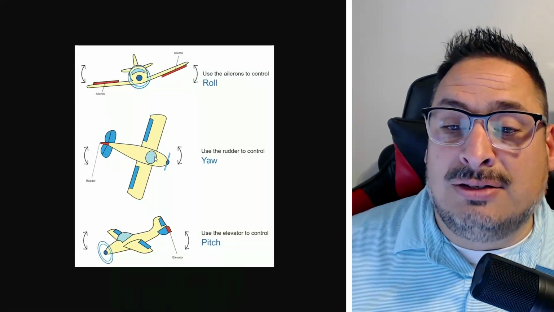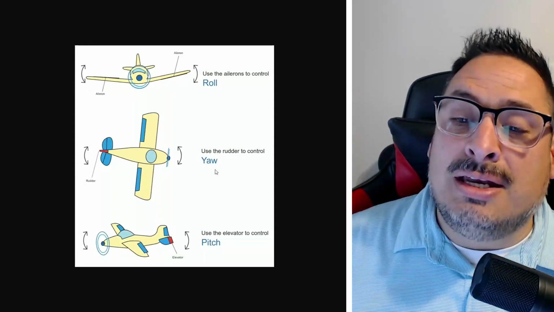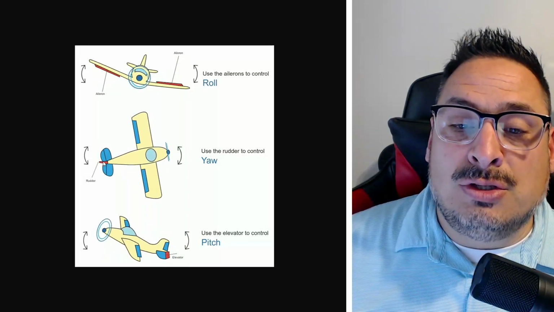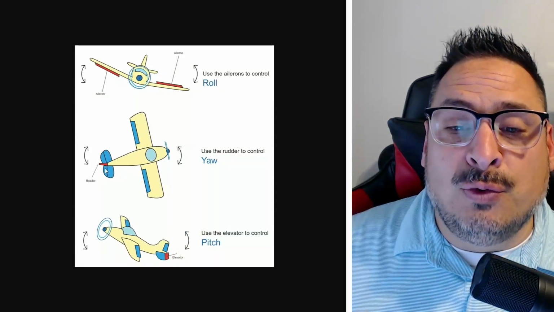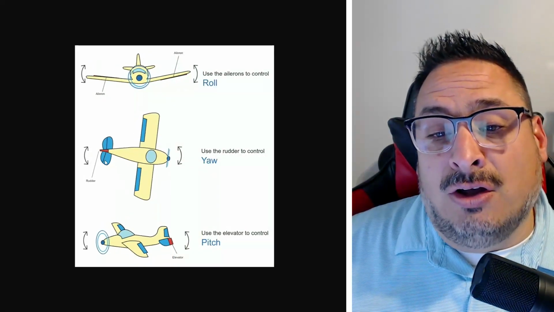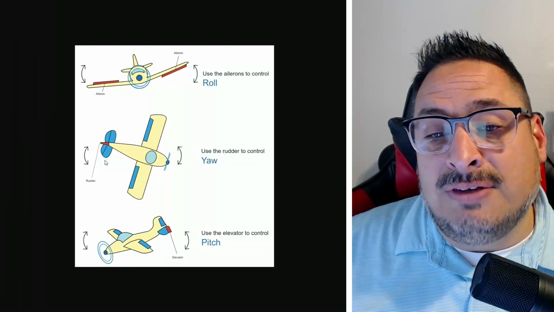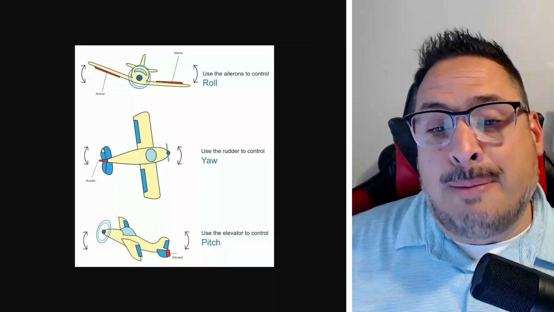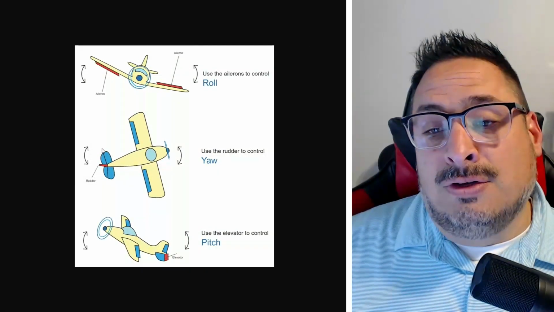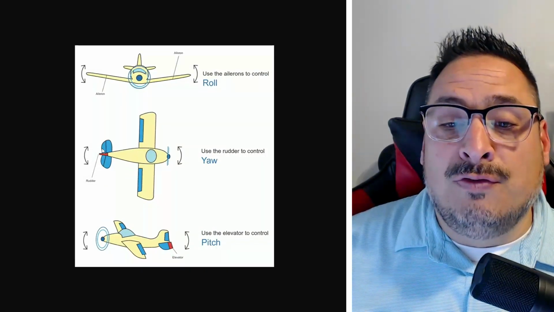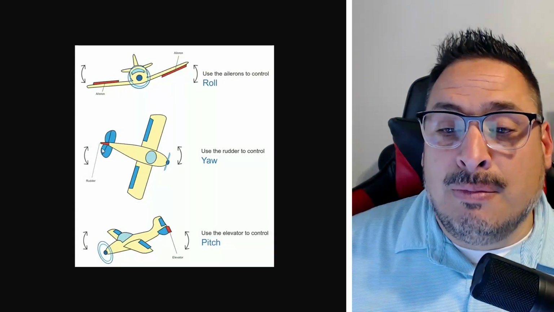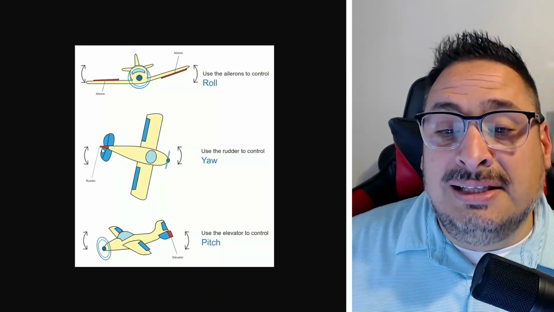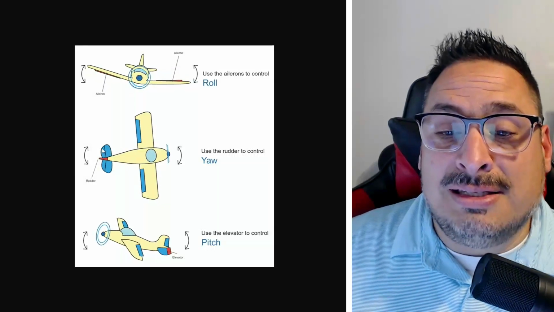All right, so let's go down to yaw. Yaw is the second one we're looking at down here. Yaw is moved with the rudder. We make changes in yaw by moving the rudder left and right. And as you can see, you have an opposite reaction to the direction that you move the rudder as it twists the plane left and right on its center of axis.